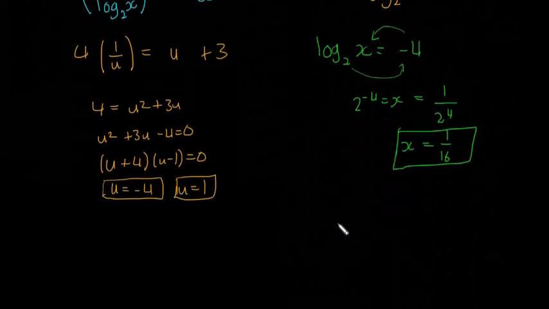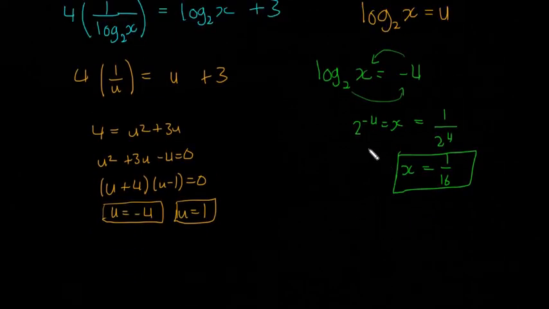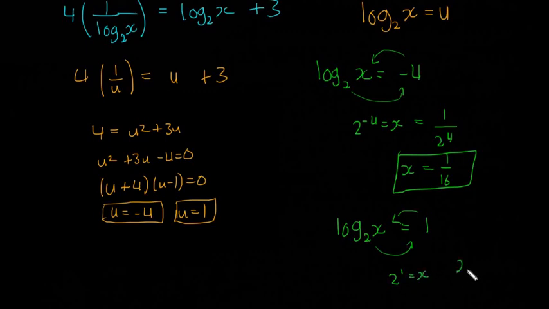Remember, we have to check them. The other one is u is equal to 1. So that means, again, log base 2 of x is equal to 1. So that means 2 to the 1 is equal to x, 2 to the power of 1 is equal to x. And that means x is just equal to 2, because 2 to the power of 1 is just 2.